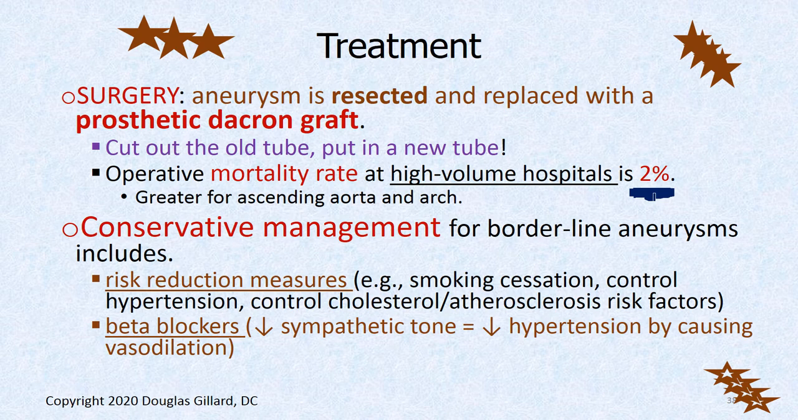If it's just a smaller aneurysm, you can manage it conservatively by reducing the blood pressure, right? Reducing cholesterol and fats and stop smoking. Take beta blockers to decrease the power of the heart. And that will decrease sympathetic tone, which decreases hypertension.